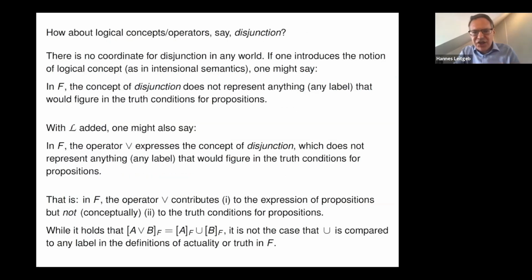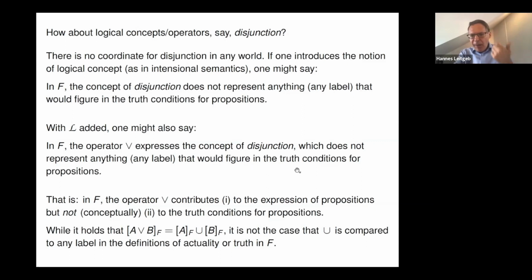However, contrasted with this, there is no coordinate for disjunction in any world. One can again, as in intensional semantics, introduce the notion of a logical concept, which is a truth function, or it takes two propositions and then maps them to their union or something like that. Then you can say that the concept of disjunction does not represent anything that would figure in the truth condition for propositions. There's nothing in the truth condition that corresponds to disjunction or the concept expressed by disjunction. Once we've added the language, we can say that the operator, the symbol, expresses the concept of disjunction, which in turn does not represent any label that would figure in the truth condition of propositions.